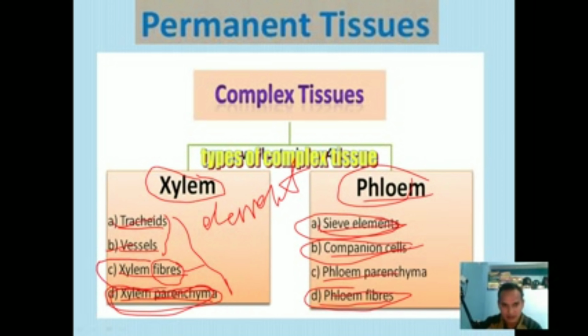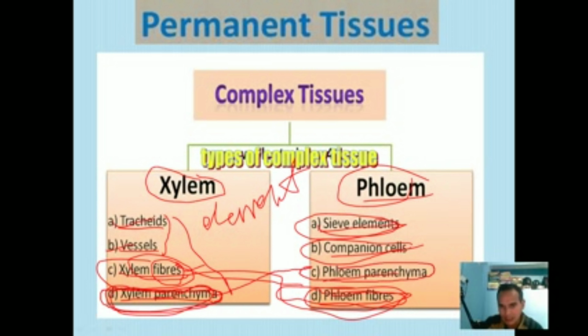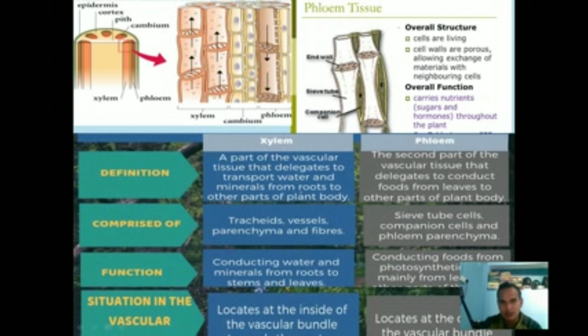So look at here, xylem fiber and phloem fiber have the same function. In the same way, they provide mechanical support to the xylem and phloem respectively. On the other side, xylem parenchyma and phloem parenchyma again store the food for the xylem and phloem respectively. So this is how we know about all the different elements or cells of the xylem and phloem.